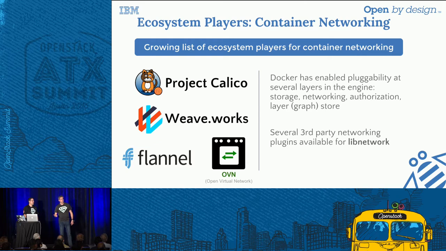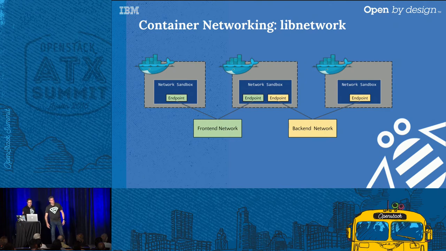But specific to networking, there are currently several players who have plugins available today. You've probably heard of Project Calico, Weave, Flannel, and OVN as well, as we've just been talking about, is also pluggable into Docker. So a very brief overview of the libnetwork style of container networking.